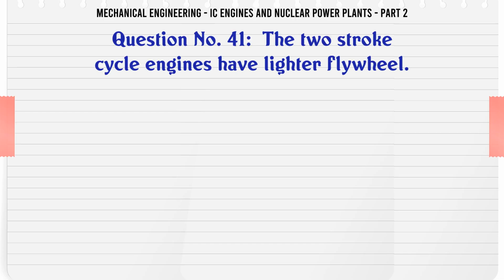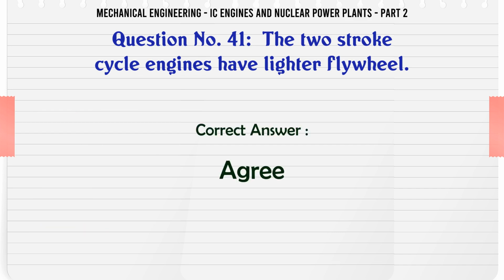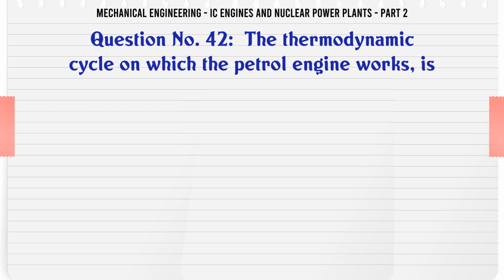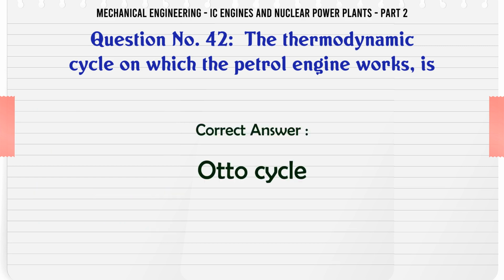The two-stroke cycle engines have lighter flywheel. A. Agree, B. Disagree. The correct answer is agree. The thermodynamic cycle on which the petrol engine works is A. Otto cycle, B. Joule cycle, C. Rankine cycle, D. Stirling cycle. The correct answer is Otto cycle.